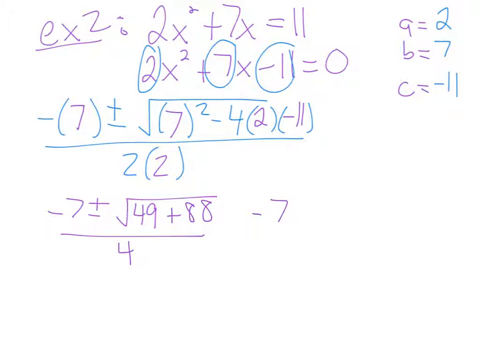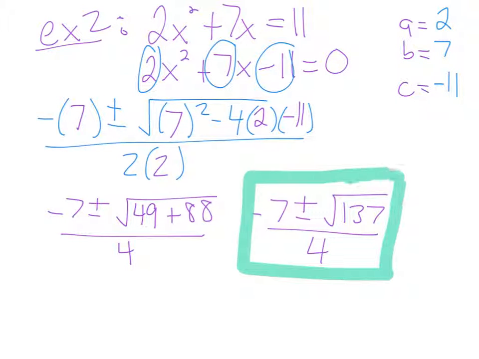So from here, we're going to say negative 7 plus or minus square root of 49 plus 88 gives us 137, divided by 4. So for today, this is how you're going to leave your answer, because we haven't learned yet, we will later this week, how to do the square root of 137. We know a calculator could do it for us, but I don't want the calculator doing it for you at this point. We're going to have another method to solve the square root. So if it's not a perfect square root, if it's not something that we know automatically how to do, you guys are going to leave your answer just like this.